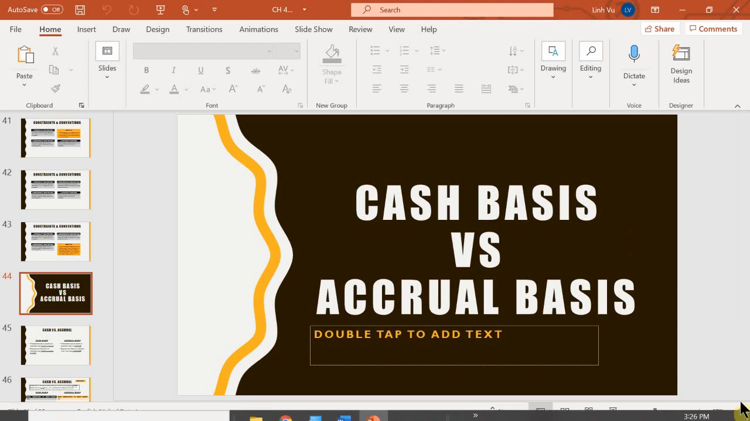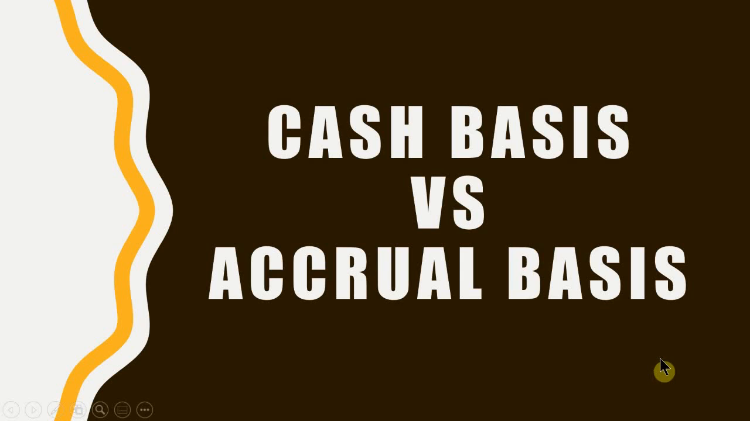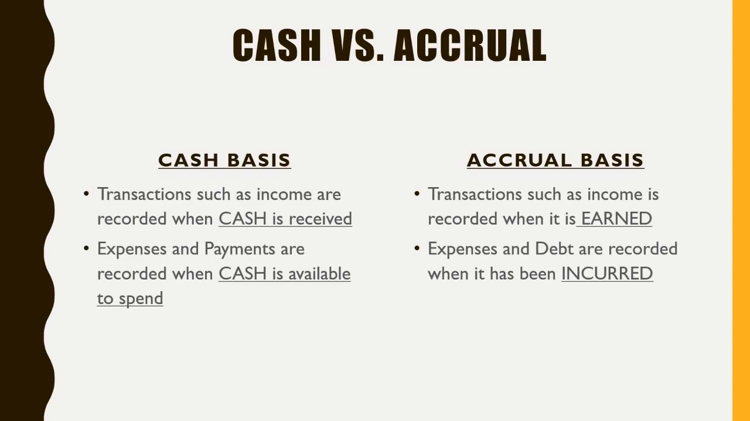Okay, so going back to the last concept that we have in chapter 4, we're going to be talking about the difference between a cash basis versus an accrual basis. So the idea here is that when we are recording our transactions, we do have different methods that we can use to record our transactions.